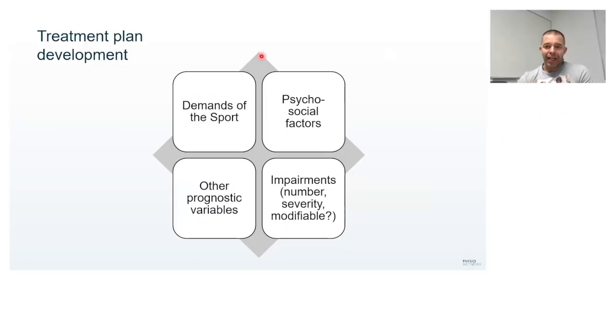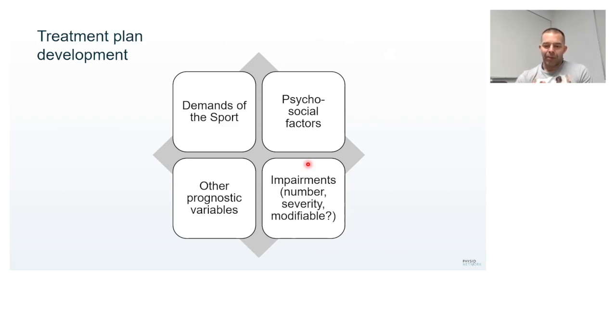We considered 4 main modifiers that will help us make a more informed and evidence-based decision. So we wanted to look at the number of concomitant impairments that the patient had. We wanted to look at their general or overall prognosis and the possibility that they were going to respond to rehab. We also had to consider the demands of the sport and their own individual demands as an athlete and other psychosocial factors. So let's go through each of these in turn.